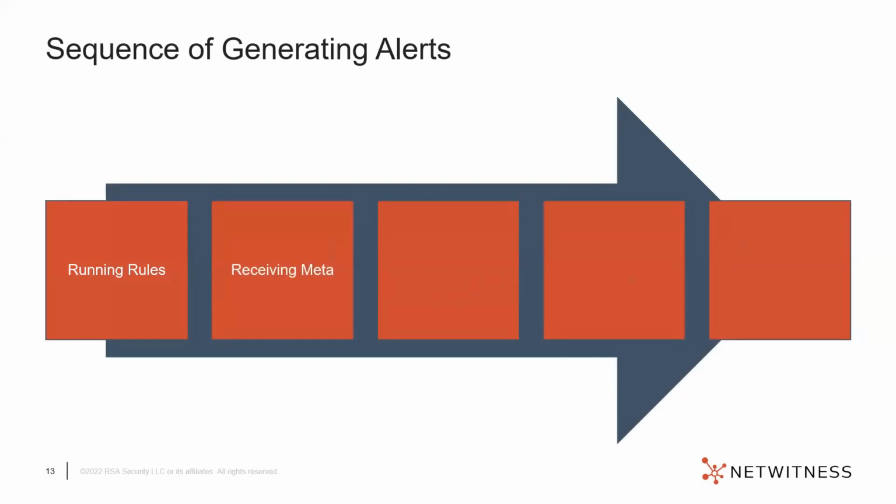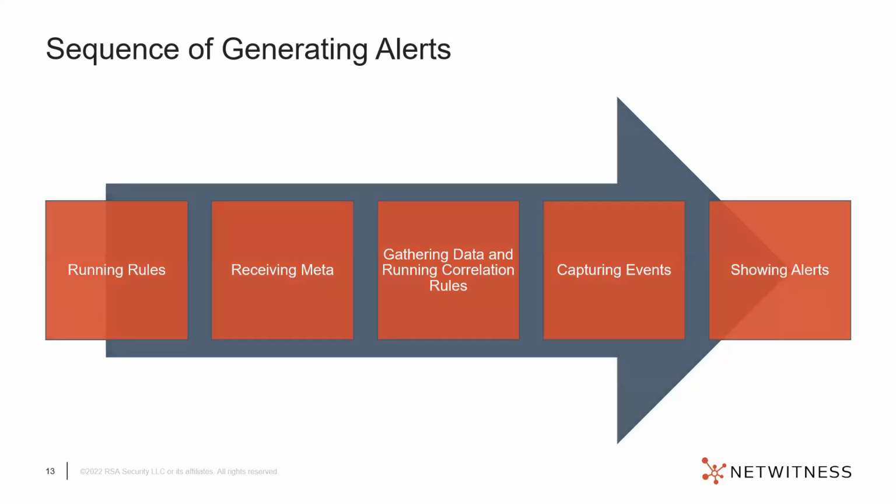Then, receiving meta. ESA receives meta from concentrators that are configured to send meta. Afterwards, ESA gathers the data and runs the correlation rules against this data. ESA then captures events that meet the rule criteria and generates alerts for these captured events. And finally, the ESA alerts are shown in the respond module, and incident rules can leverage alerts to create incidents.